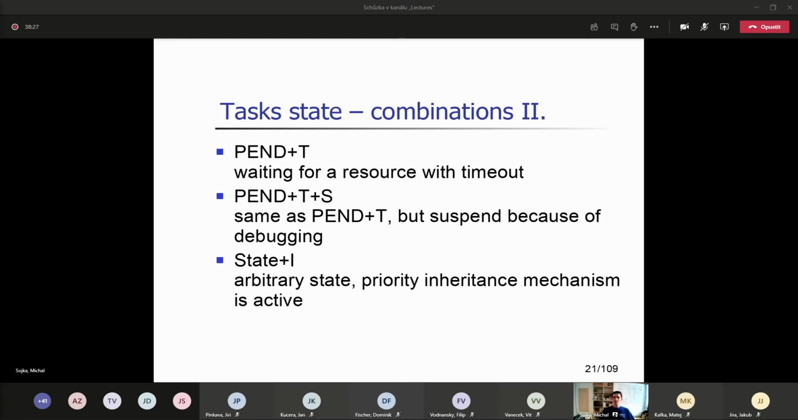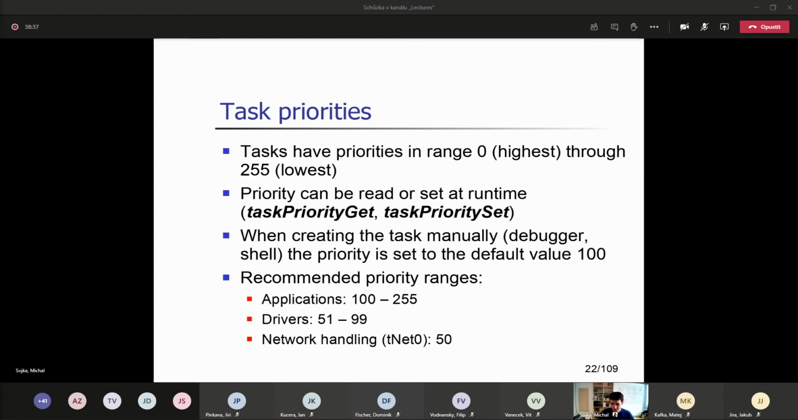So those are the basics of how tasks are organized and represented in the operating system and what their states are. And now let's look in more detail at the API. When you are creating a task, and we have seen that last week already, there is a function, for example, taskSpawn, which creates a task. One of the parameters of this function is a task priority.